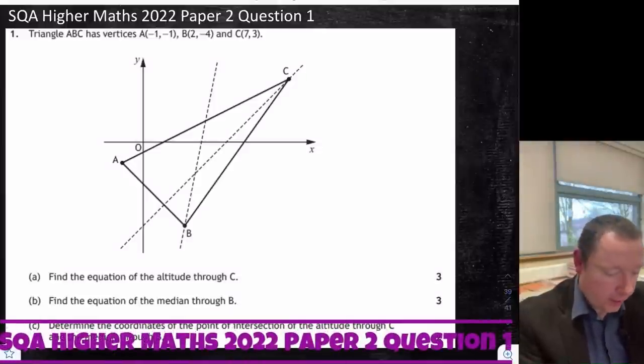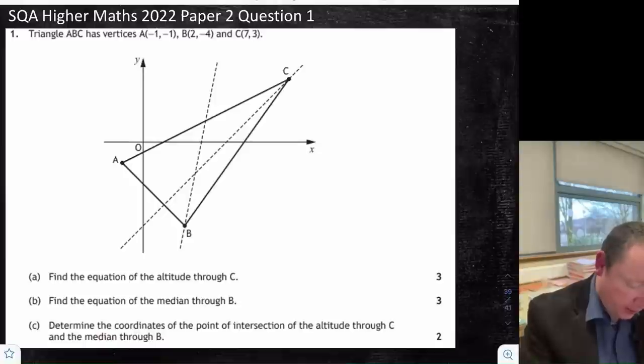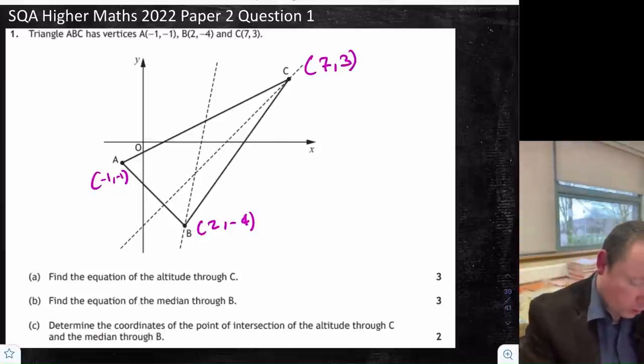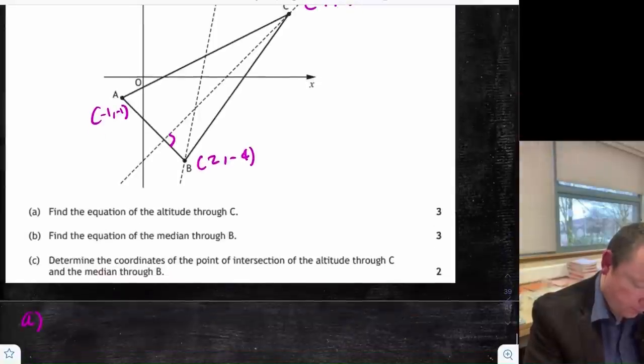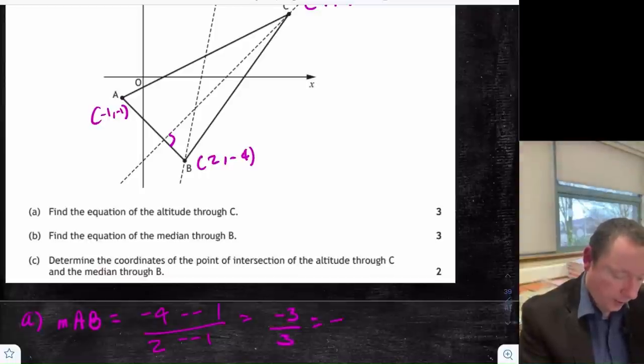SQA Higher Maths 2022, paper 2, question 1. Find the equation of the altitude from C, the median from B, and the point of intersection. So we've got minus 1 down here, we've got 2, minus 4, and we've got 7, 3. Okay, so first of all, altitude through C. So starting at C, cutting this one at right angles, we need the gradient of A to B. So that's minus 4 minus minus 1 over 2 minus minus 1. Minus 4 add 1 is minus 3 over 3, which is minus 1.